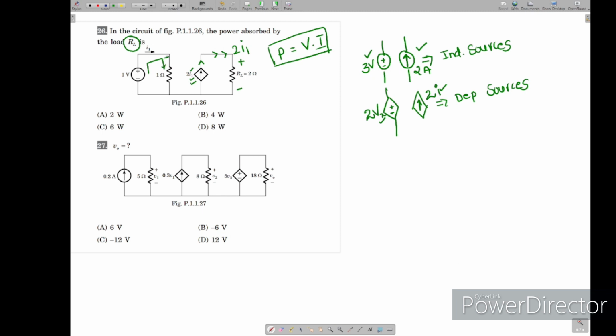If you see this directly, this 1 volt appears across 1 ohm. So 1 volt divided by 1 ohm, how much? You have 1 amp. Directly you got I1 equal to 1 amp. So 2I1 is nothing but 2 times 1 amp, we have 2 amps. Easy, na? So first you target I1, find the I, and substitute in the equation. Now P equals V times I. Now see, 2I1, 2 amps is going. What is the voltage drop across this 2 ohm?